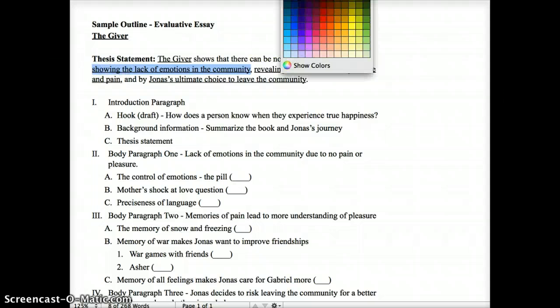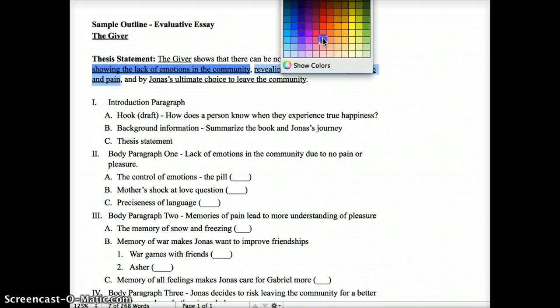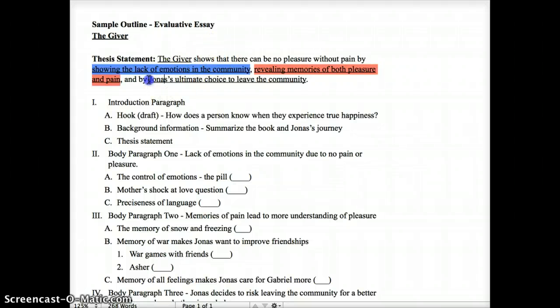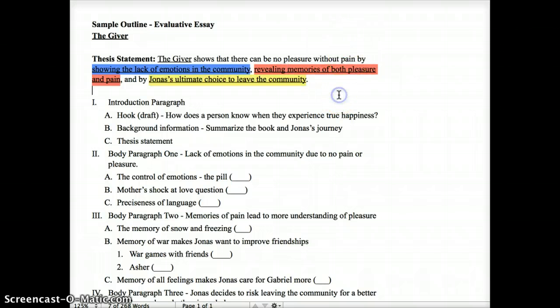Subtopic number 1 is this showing the lack of emotions in the community. Subtopic number 2 is revealing memories of both pleasure and pain. And subtopic number 3 is Jonas's ultimate choice to leave the community. I have color coded those in 3 different colors because those subtopics, if you remember, will become the body paragraphs of your essay, except for the counter-argument paragraph, which we'll talk about in a little while.